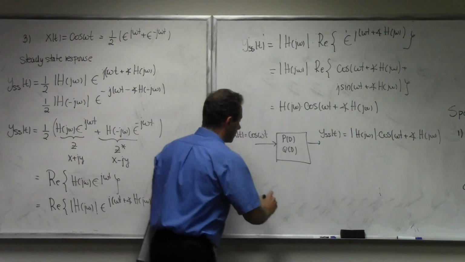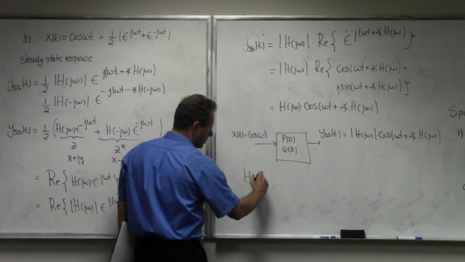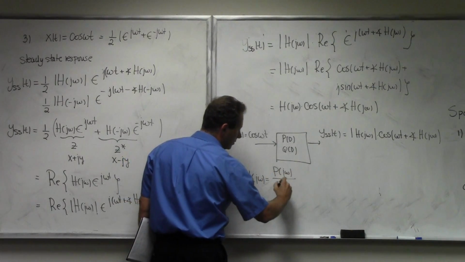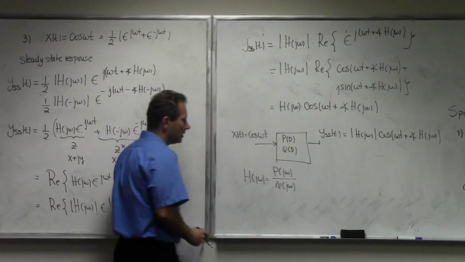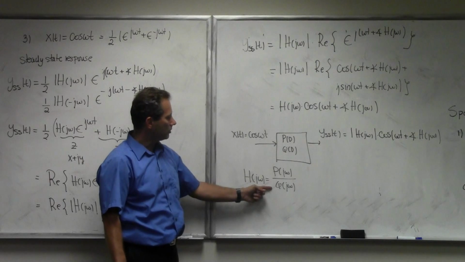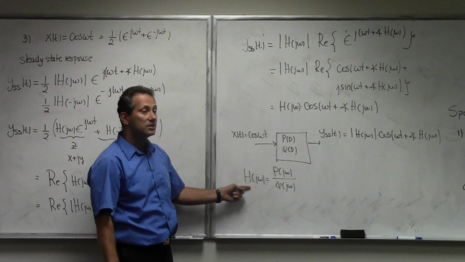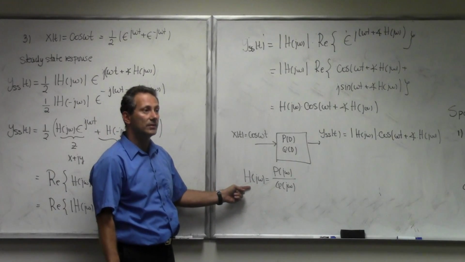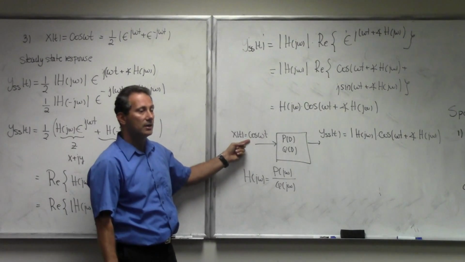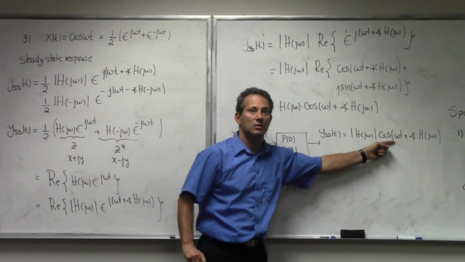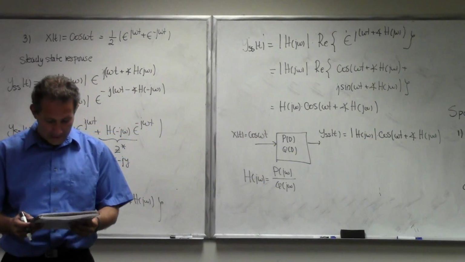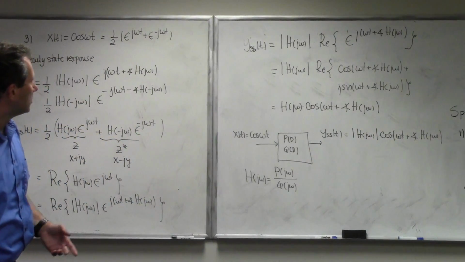What is this h? H of j omega is formed as p of j omega divided by q of j omega. So for every given j omega, I can plug that into these two polynomials and get a single number. The single number will have a magnitude and a phase. The magnitude will multiply the magnitude of this cosine, and the phase will add to the phase of the cosine. So this is the result that I kind of promised to you.